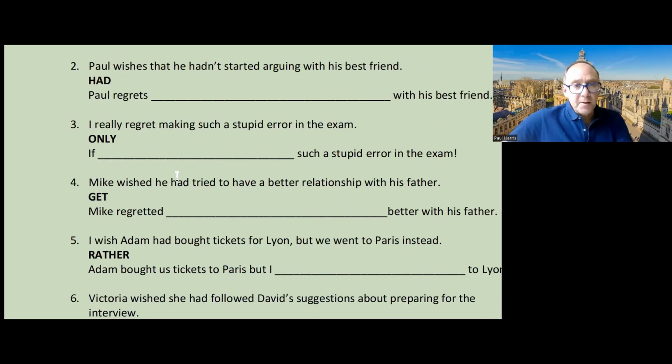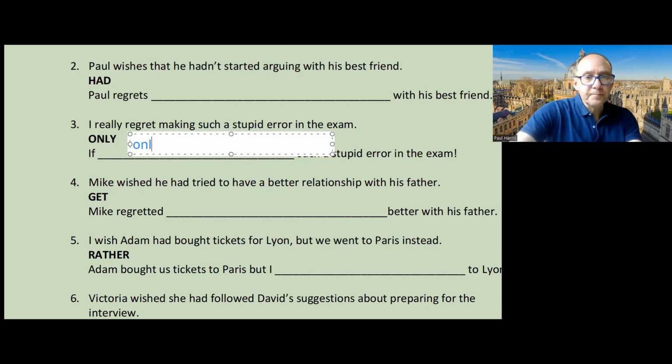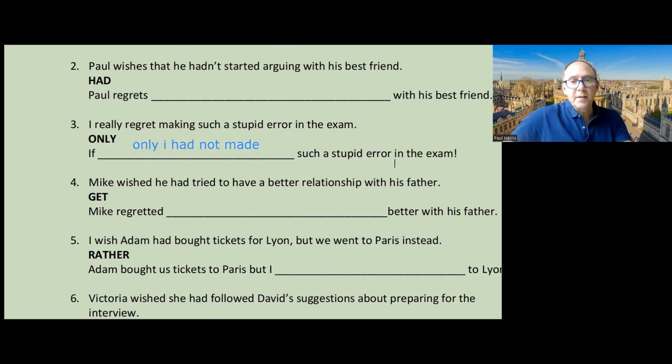So let's see what we've got here. What do we need to write? Such a stupid error in the exam, we don't have to worry about that part, we've already got that. So it's only about this part here, about making this particular mistake. So, if only I had not made such a stupid error in the exam.